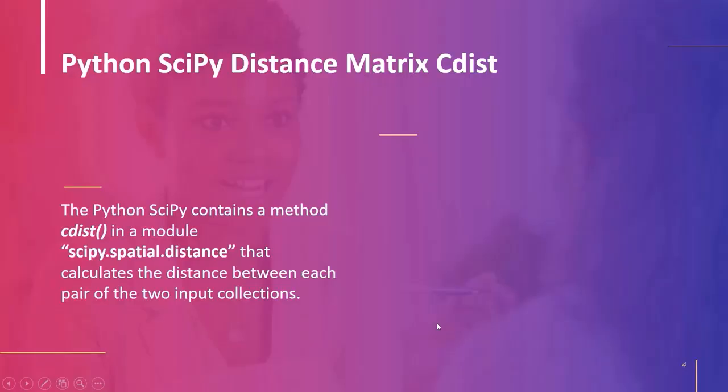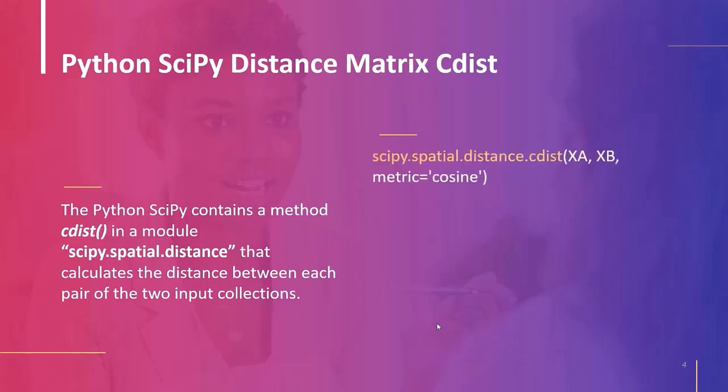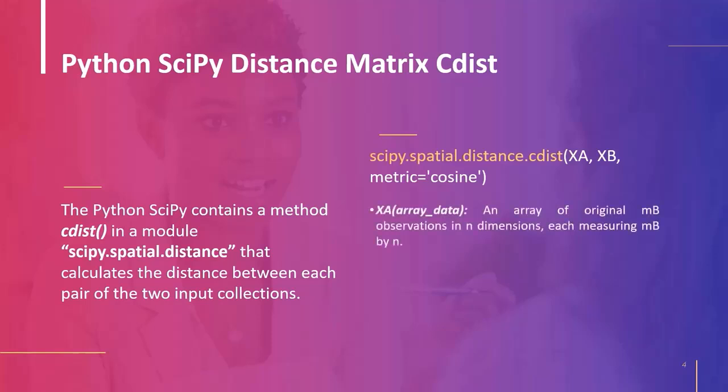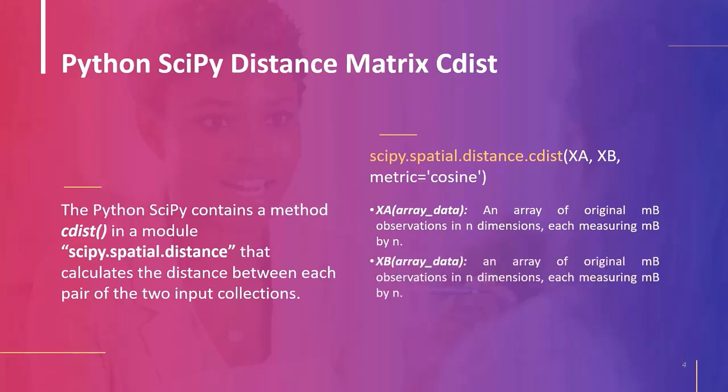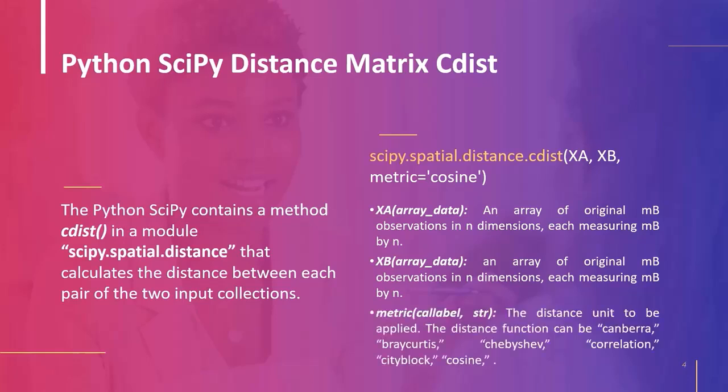Move to the next topic, Python SciPy distance matrix cdist. The cdist method in the scipy.spatial.distance module of Python SciPy calculates the distance between each pair of the two input collections. The syntax of the method is as follows, where parameters are XA, which is an ma by n array of ma original observations in n-dimensional space. Inputs are converted to float type. XB is an mb by n array of mb original observations in n-dimensional space. Inputs are converted to float type.